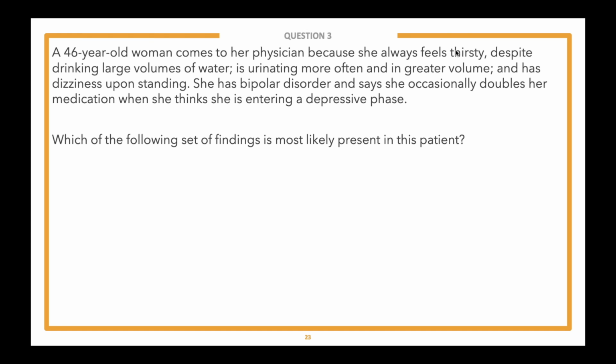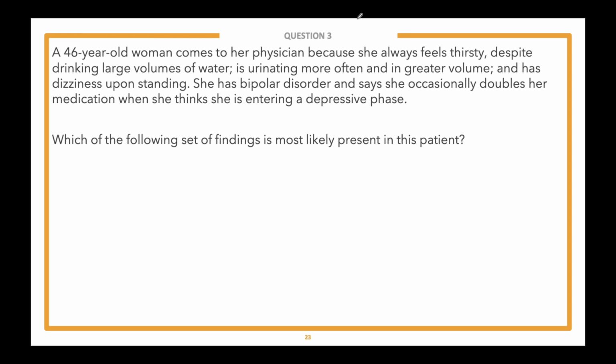Let's take a look at that vignette. A 46-year-old woman comes to her physician because she always feels thirsty despite drinking large volumes of water, is urinating more often and in greater volume, and has dizziness upon standing. She has bipolar disorder and says she occasionally doubles her medication when she thinks she is entering a depressive phase. Which of the following set of findings is most likely present in this patient? Please start looking at the relevant clues in this vignette as I hand it off to Paris.